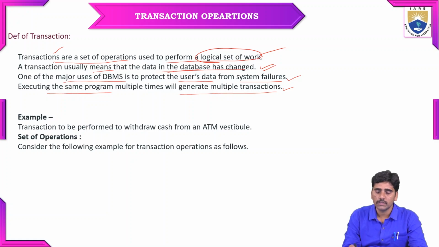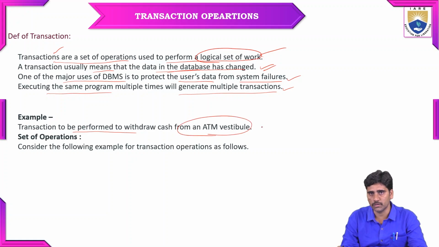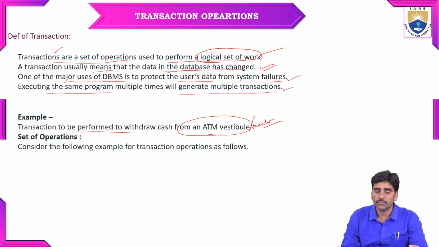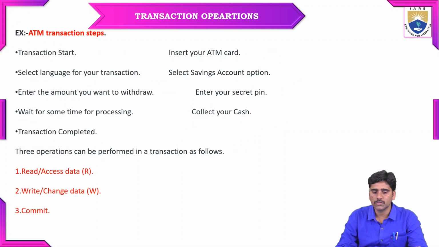For example, consider the transaction performed to withdraw cash from an ATM machine. To withdraw some amount, we have to perform different types of operations, a set of operations that you have to follow. Consider the following example of transaction operations. Here is the ATM transaction. For what purpose are we going to use this transaction? We are going to withdraw money.